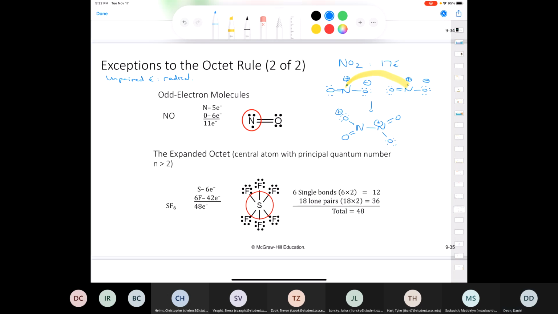And we have all of our formal charges. Anyhow, that will happen spontaneously. Again, these are probably literally, you guys, the only examples I would ask with the NO and NO2.